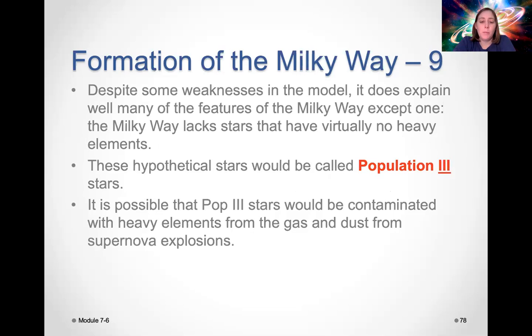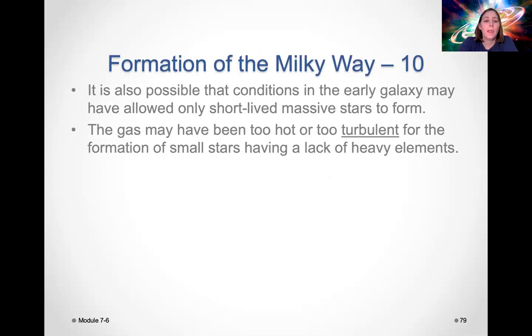It is possible that population 3 stars would be contaminated with heavy elements from the gases and dust from the supernova explosions. It is also possible that conditions in the early galaxy may have allowed only short-lived massive stars to form. The gas may have been too hot or too turbulent for the formation of small stars with a lack of heavy elements.